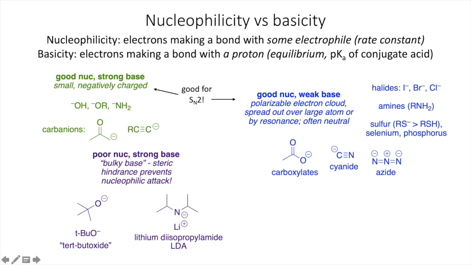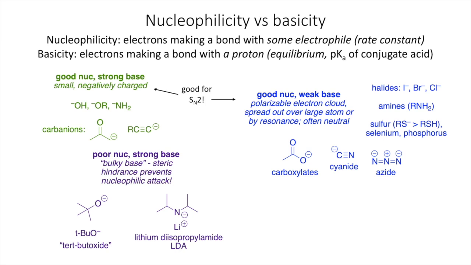So there are things that are poor nucleophiles but still strong bases. So these are not going to be good for an SN2 reaction. So generally what makes it a bad nucleophile is sterics. So a bulky base. Compounds that just have what I like to think of as antlers that get in the way of it attacking. So there are lots of bulky bases that synthetic chemists use.